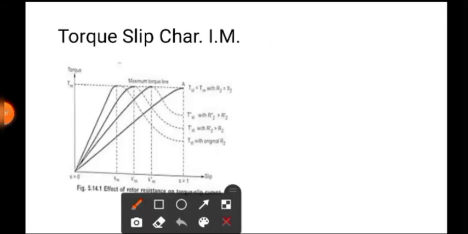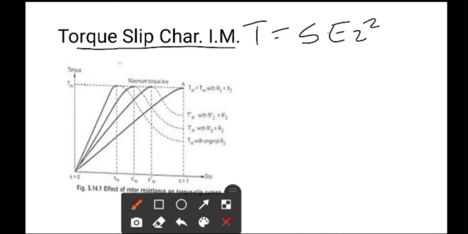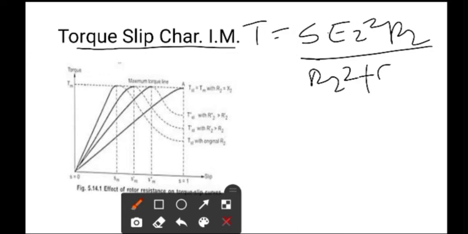Now we are going to see the torque slip characteristic of the induction motor. The torque under running condition is given as T is equal to s E2 square R2 divided by R2 square plus (s X2) square. In this equation, E2 is considered a constant term because the supply voltage is constant.